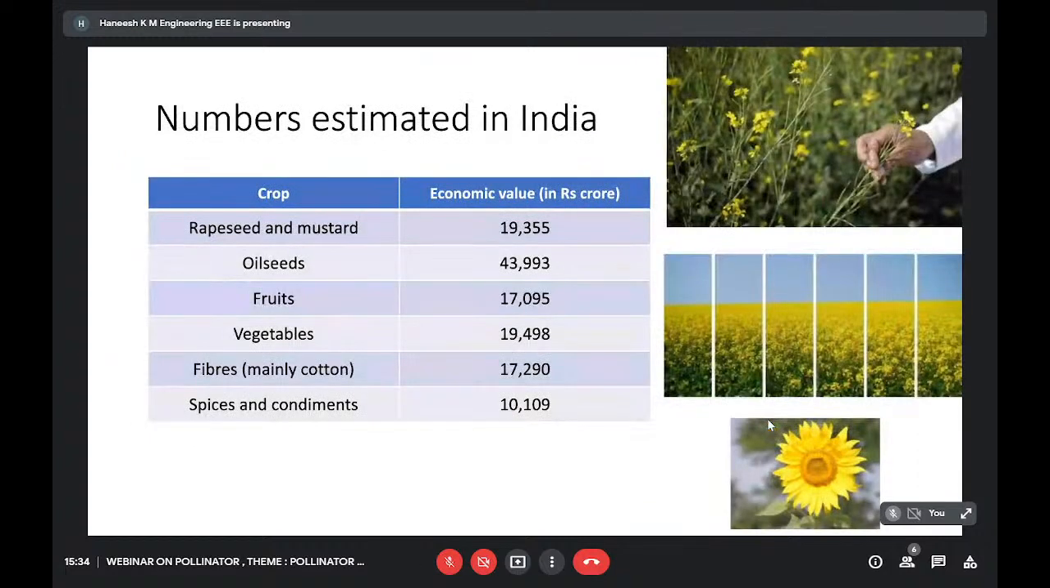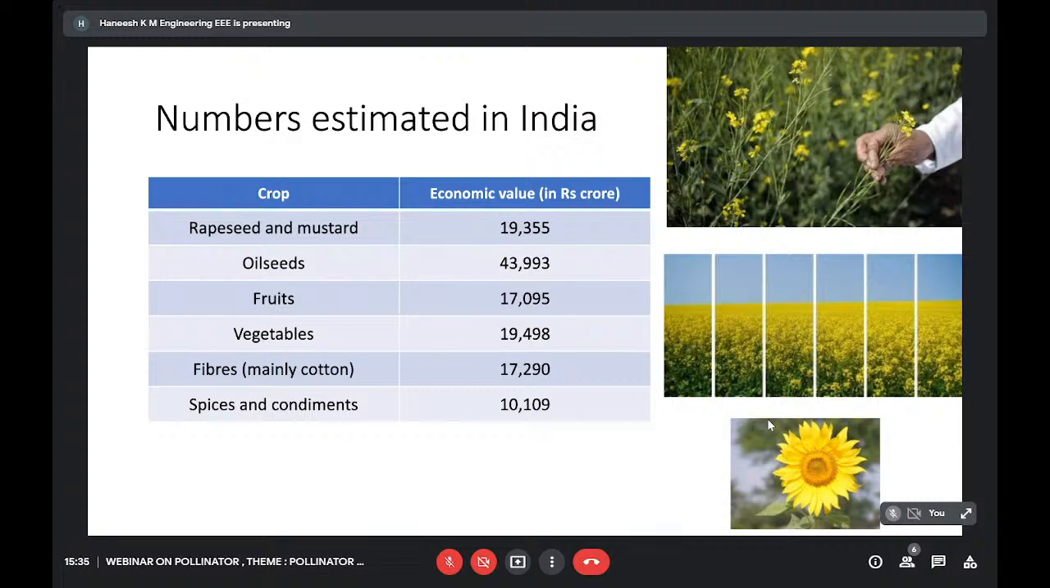Now some more numbers from India. When you are calculating the economic value of the pollinators, I mean how much revenue the pollinators are bringing, some of these numbers are here.